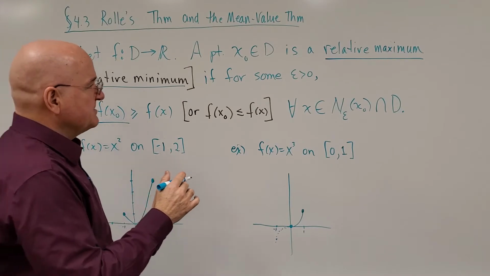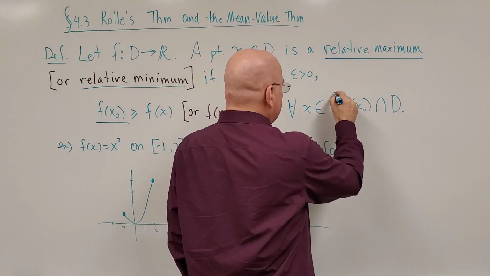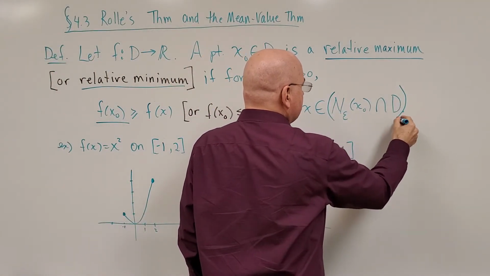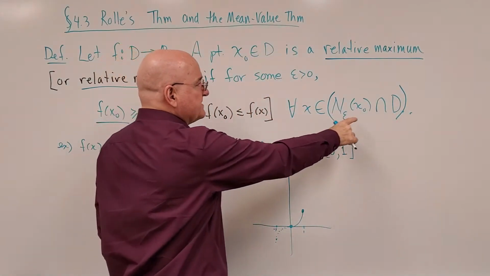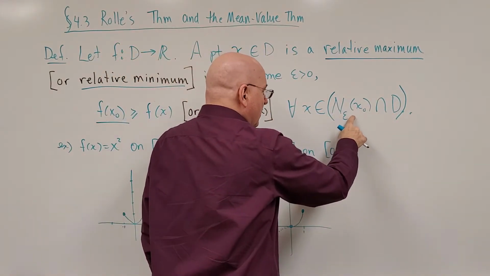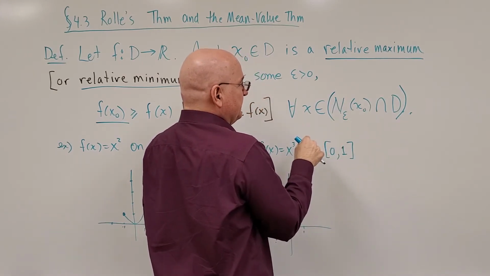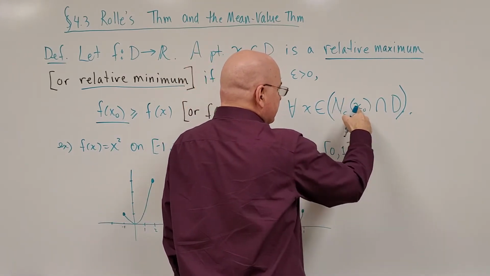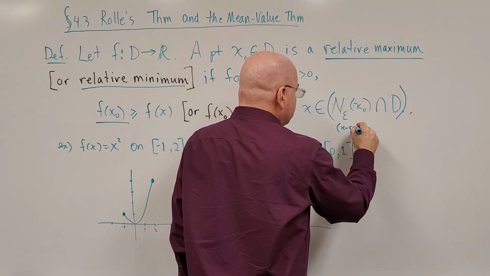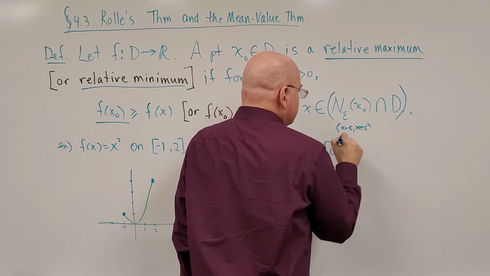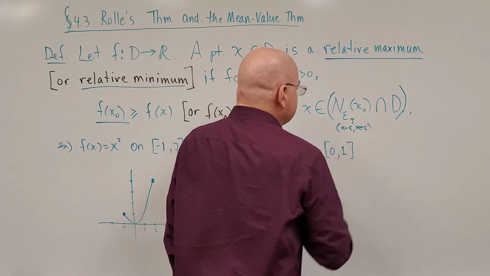Now let's remind ourselves what this means here. I'll put it in parentheses. Well, the D is just the domain, so it means for all x in the domain and also in this epsilon neighborhood of x naught. This capital N neighborhood is x minus epsilon to x plus epsilon, like that.